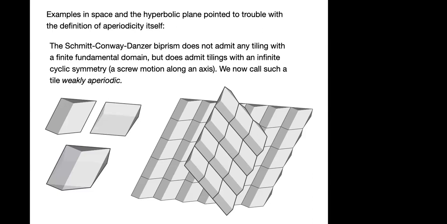Here's a single tile that can tile space, but it can never form a tiling with a finite fundamental domain, because these things are twisted by an irrational amount at every layer. But it obviously can admit periodic tilings in the sense that there's a screw axis that provides some irrational screw motion. So this was circa 1992, 93, where people were like, no, that's not what we meant. But it took a while to understand what it was.